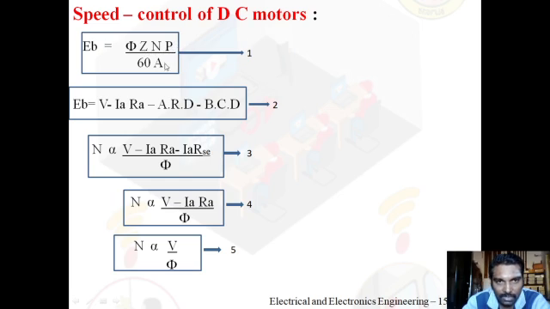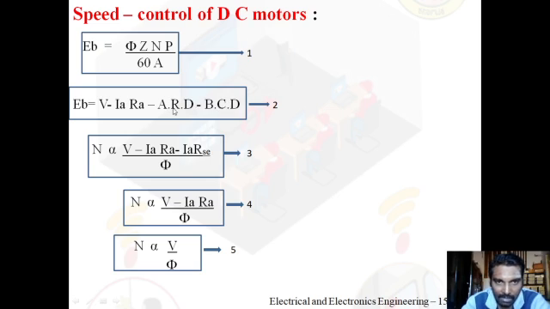number of poles, and the parallel paths. A represents parallel paths. We have neglected which are constants. We have neglected ARD and BCD, assuming the drop due to this is very small when compared to that of load current.